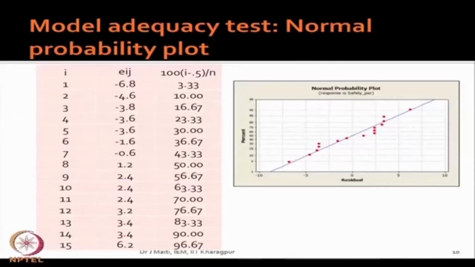Also do the hypothesis testing for the parameters, whether they are significant or not, whether the difference between the parameter values is significant or not. That is not sufficient, you have to do this adequacy test also. So, under the adequacy test, the first point is the normal probability plot.